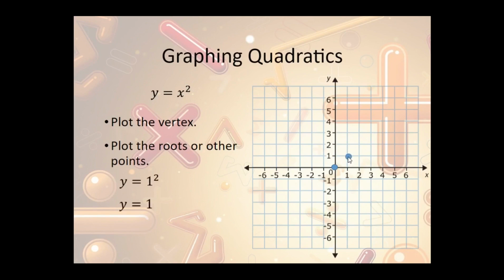So I plot that. Now I should notice that it's going to be exactly the same distance over here. So I went to the right one, up one. So I'm going to go the same thing the other way. So to the left one and up one. And plot my point. Then I'm going to use another point.